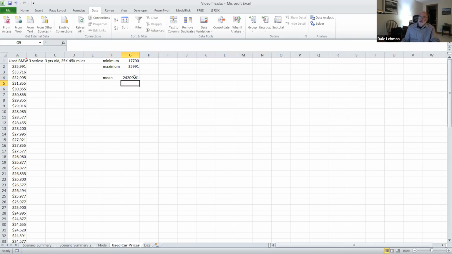So that's the $24,210 that was in the original model. But that doesn't capture the variability. It just tells you that if you had to use a single number, that might be the best one to use. But if it's a skewed distribution, which we're not sure if it is or not, in other words, it's not symmetric on either side of 24,000, the median value, which is the value that half of the cars are worth more than and half are worth less than, might be a more useful measure.